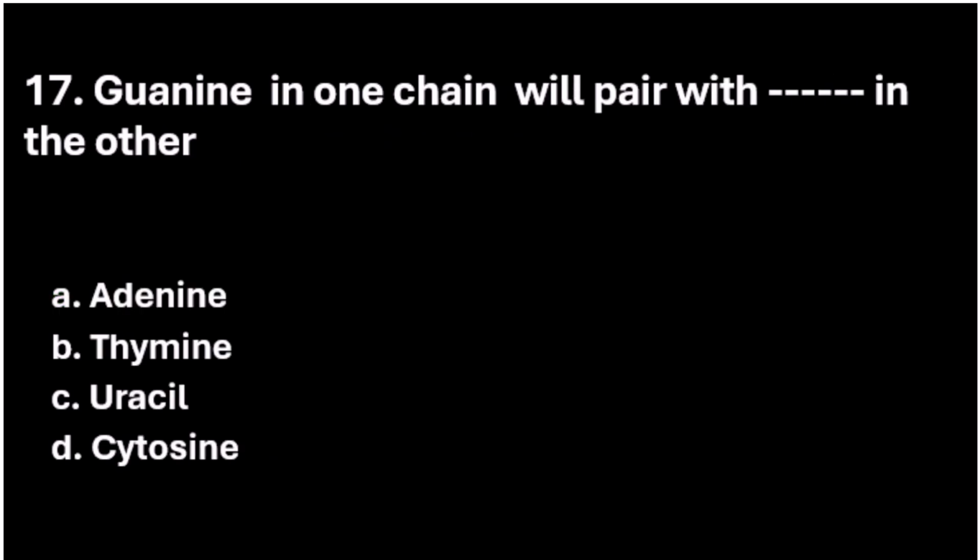Next question. Guanine in one chain will pair with dash in the other chain. Option A, adenine. Option B, thymine. Option C, uracil. And option D is cytosine. The right answer is cytosine. Guanine will pair with cytosine.